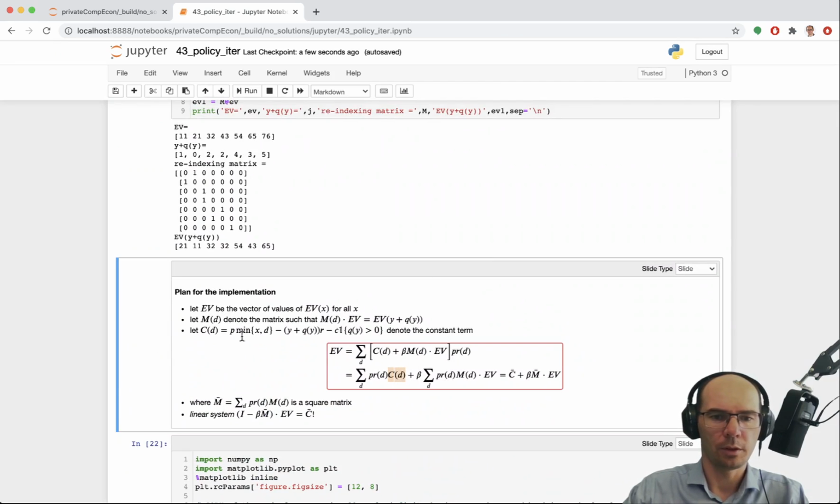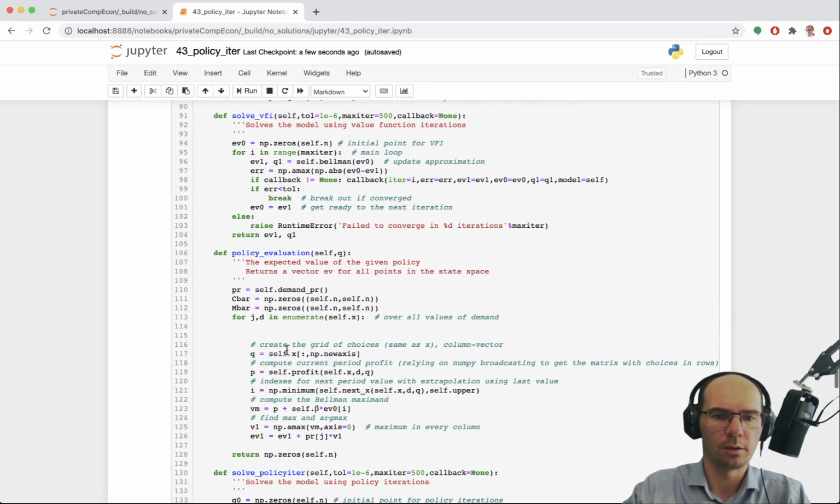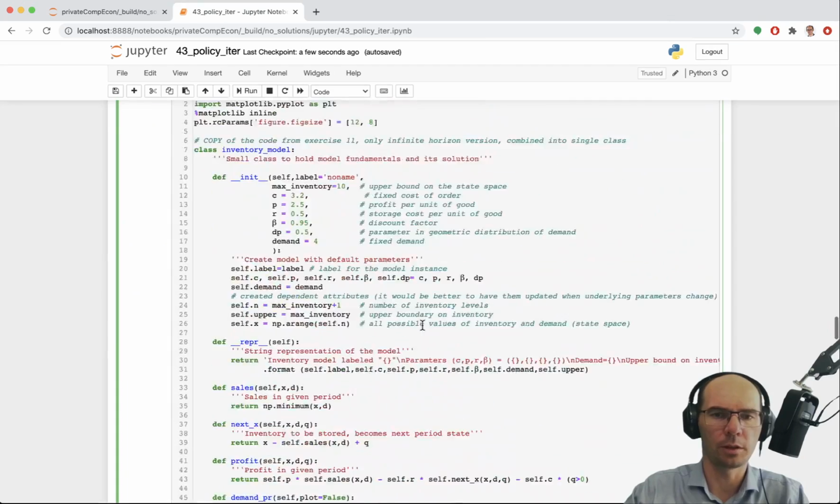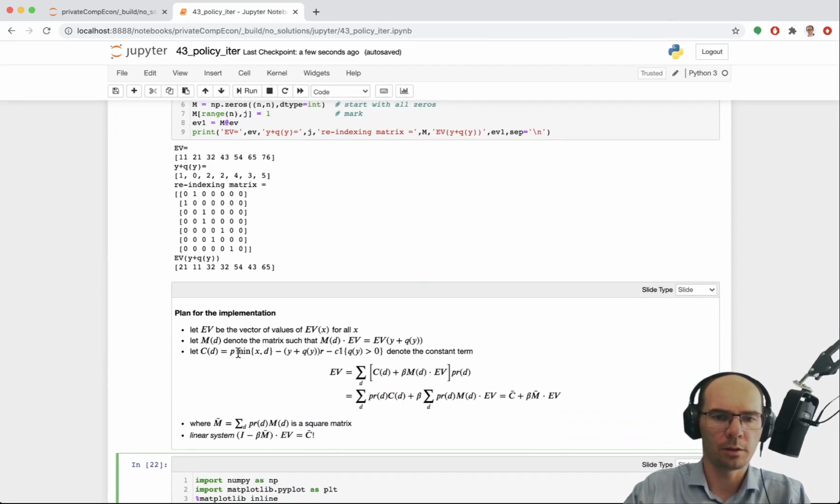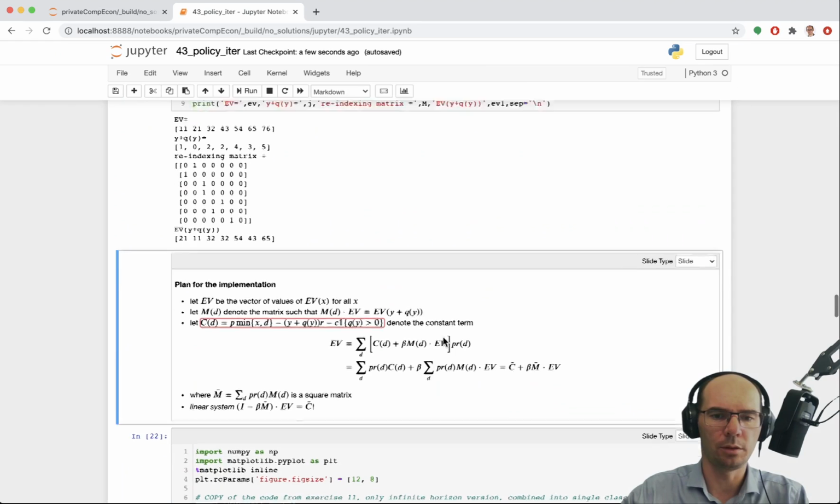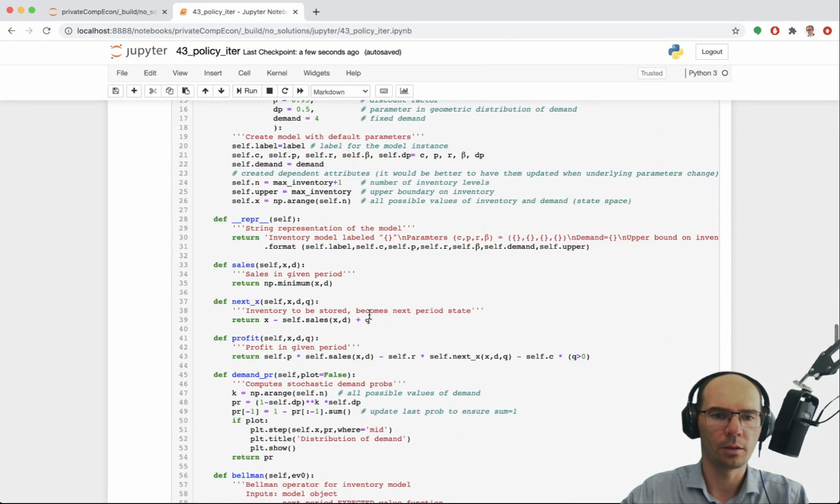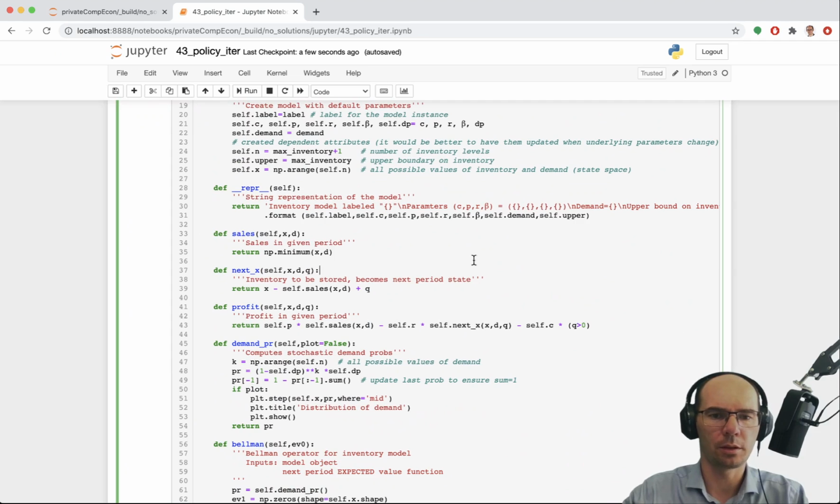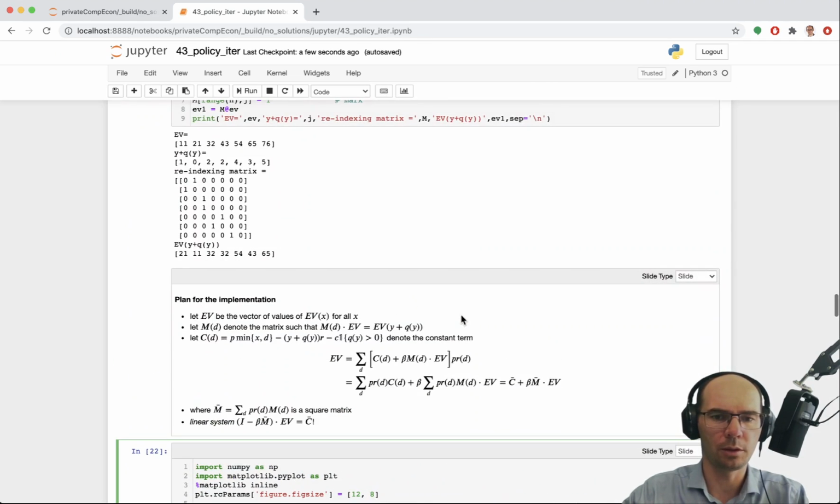What is C of D? That's for given D and for all values of X. Okay, so we probably still need a grid of axes. Well, that's self x. That already exists. So mean of x d times p minus y plus y q of y of r. Oh, so we need to implement this, which is a new thing. Let's see. Next, x and profits. Can we calculate this as profits? Because that's what they are, isn't it right?